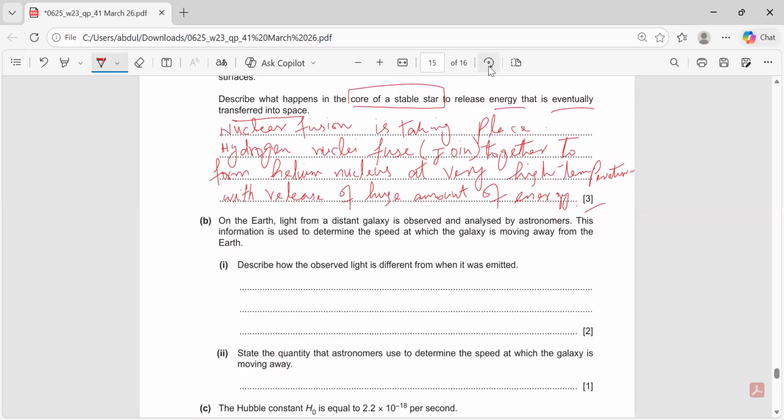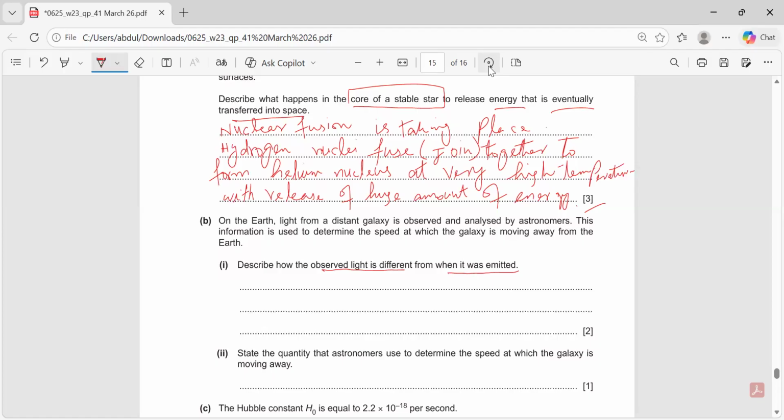On the Earth, light from a distant galaxy is observed and analyzed by the astronomers. See, this whole question is simply a recall memory. This information is used to determine the speed at which the galaxy is moving away from the Earth. Describe how the observed light is different from when it was emitted. So the moment it was emitted from the galaxy, how it is different when it is observed on the Earth.